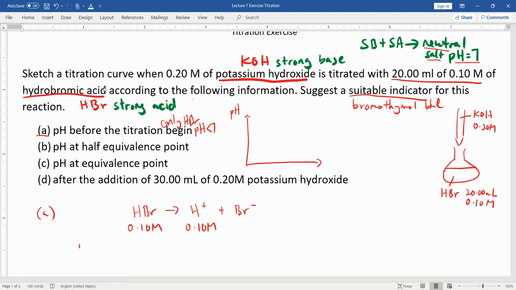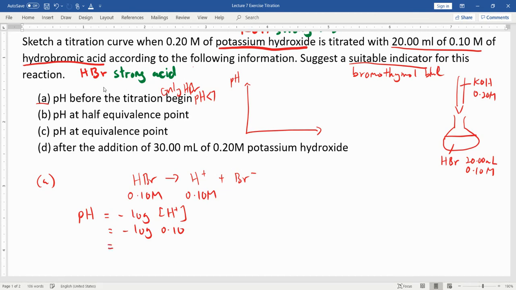So the pH will be equal to negative log [H+], which is equal to negative log 0.1, and then we will get the answer equal to 1. This is the pH when there is only HBr inside the conical flask. So now we've got the first pH, that is 1, when there is no KOH added. Remember to write down the volume of KOH added, this is in ml.